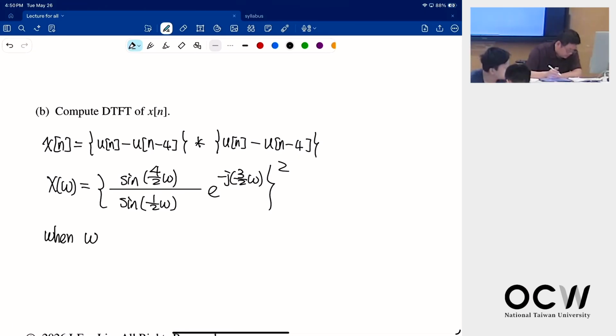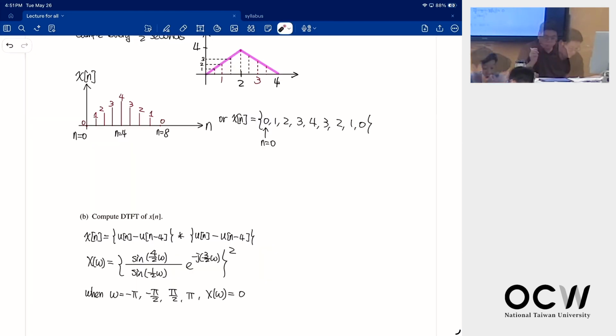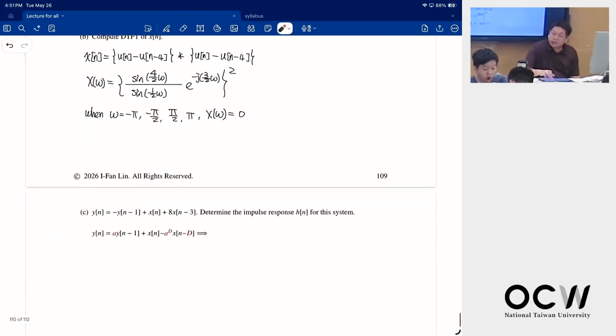When omega equals minus pi over 2, pi over 2, and pi, what is the value of the discrete time Fourier transform? That's 0.